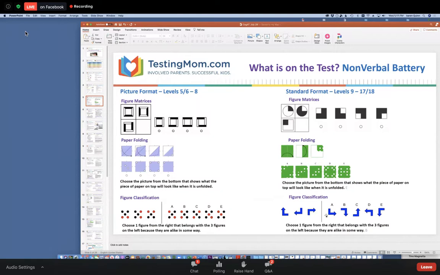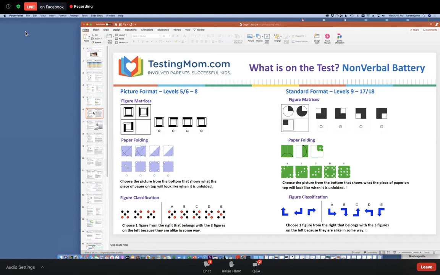And then figure classification here, what this is, and you'll see a lot of these are rotations. Same figure rotated. You just have to recognize that this is the same figure rotated. And the only one that is here that is exactly the same figure rotated is B. These others look the same, but they're not the same. They've got the arrow in a different place. But B is the answer here.